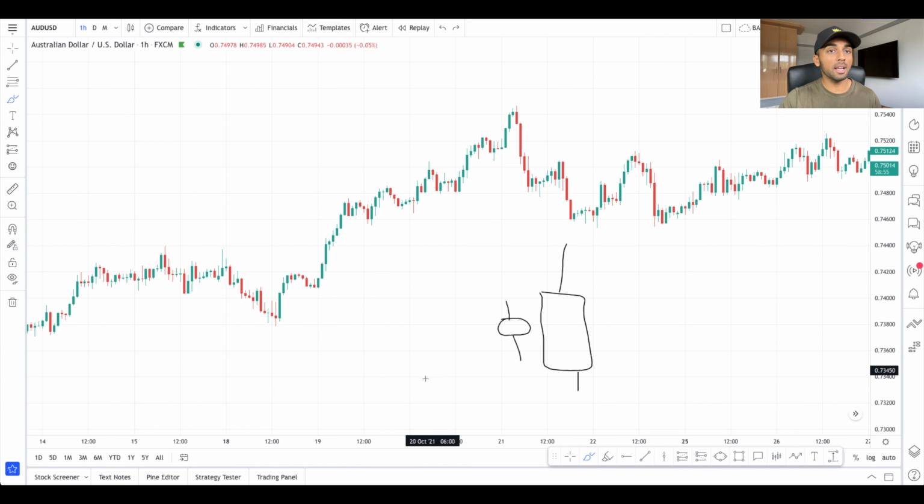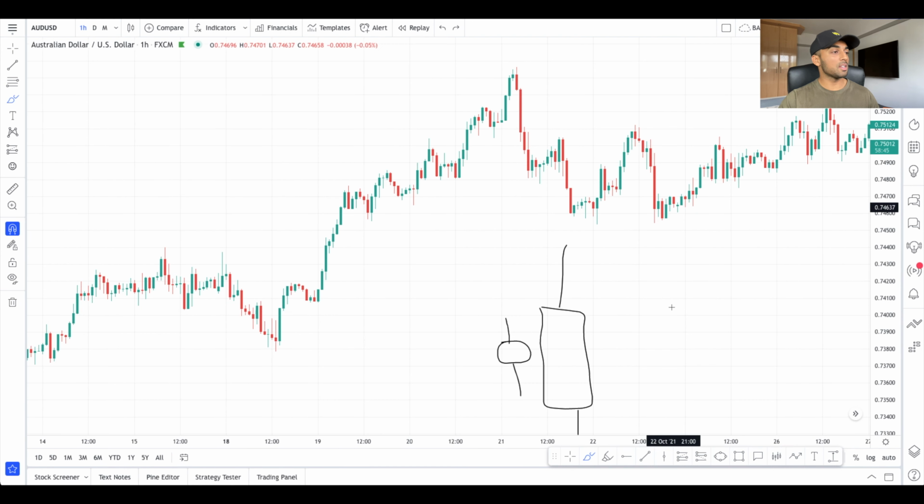Like I say, a bearish engulfing is at the top of a move, and a bullish engulfing is at the bottom of a move. So for example, we have a down move here, then we have an up move here, okay? So that is it for engulfings.